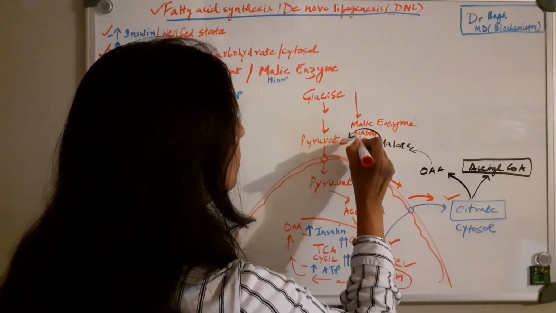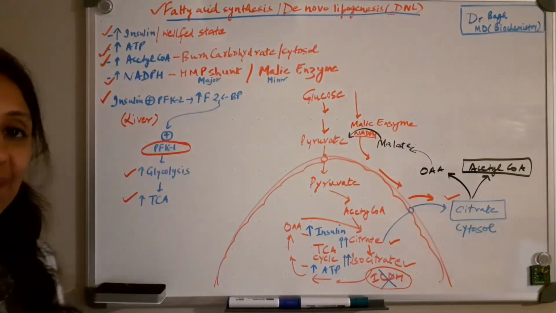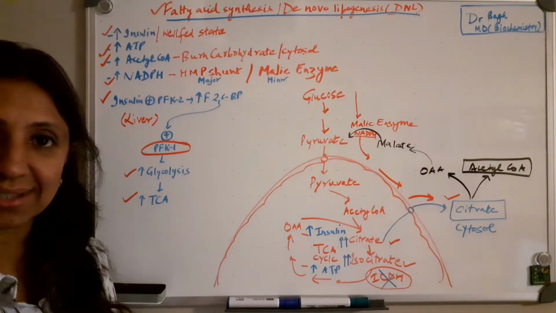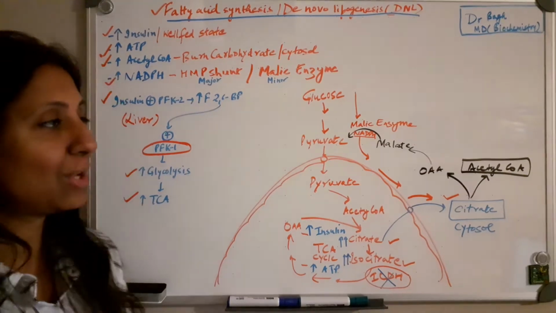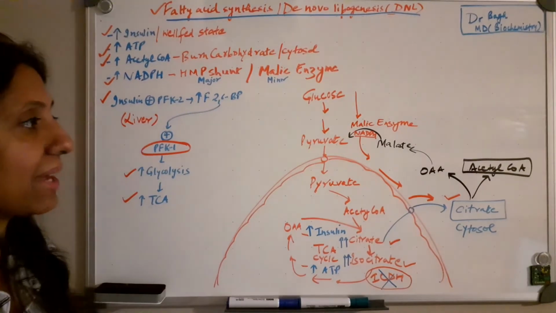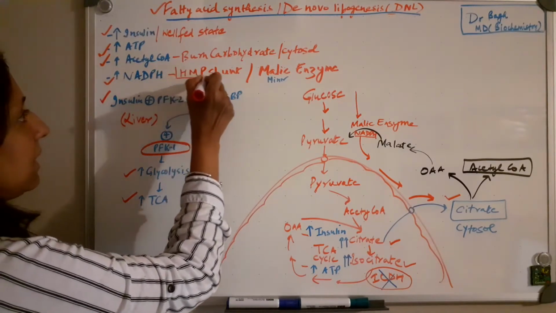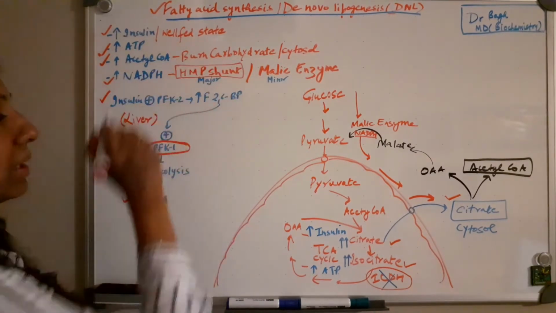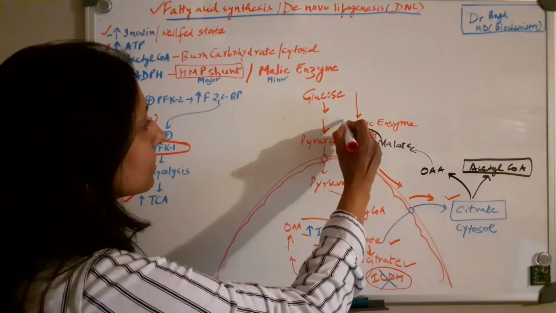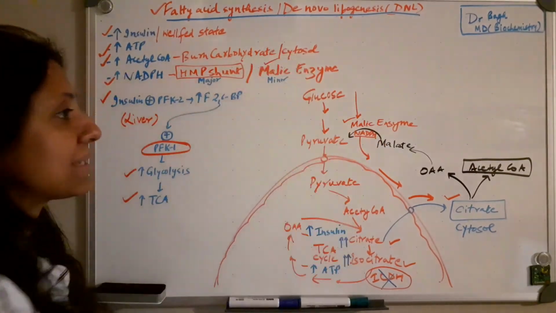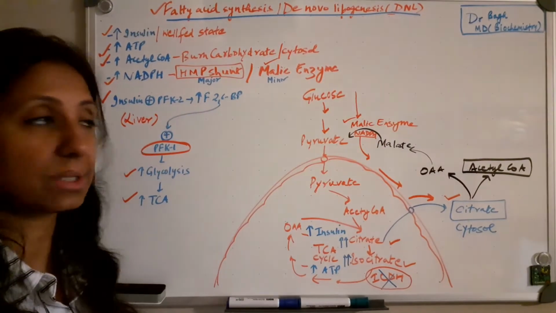NADPH. Now you know very well that NADPH is essential for fatty acid synthesis because NADPH is a source of hydrogen for fatty acid synthesis. And I told you that the major source of NADPH is your HMP shunt in your body, but the minor source of NADPH is malic enzyme too. So it's good to know this step.